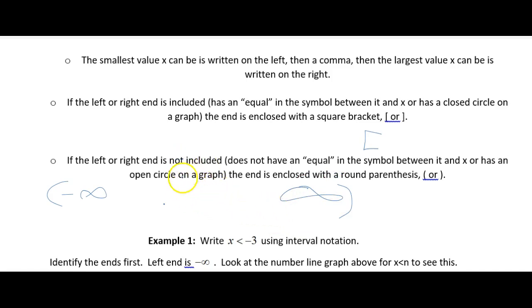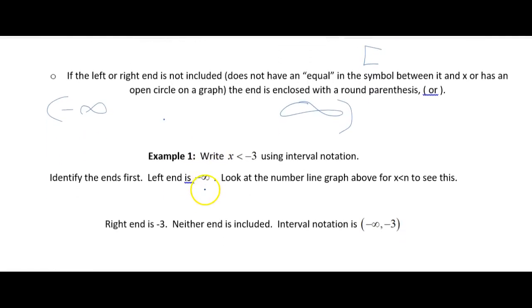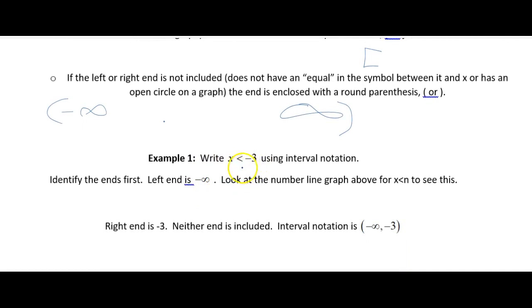So let's try some examples with numbers. We want to write x is less than negative 3 using interval notation. If I were a student learning this, I would probably find it easier to draw the number line first, because then I can look and see the left end and the right end. So I just draw a number line and I put a negative 3 on it somewhere.